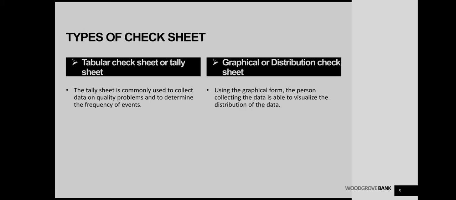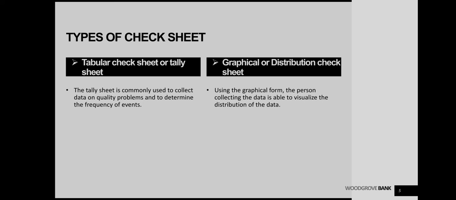There are two types of check sheet: the tabular check sheet or tally sheet, and the graphical or distribution check sheet. The tabular check sheet or tally sheet is commonly used to collect data on quality problems and to determine the frequency of events. For example, the tally sheet is useful for understanding the reasons patients are arriving late for appointments, or causes for delays in getting the lab results back. It is useful in determining frequency of occurrence, such as the number of people in line for blood tests at 6 a.m. to 6:15 a.m., to understand the staffing needs.